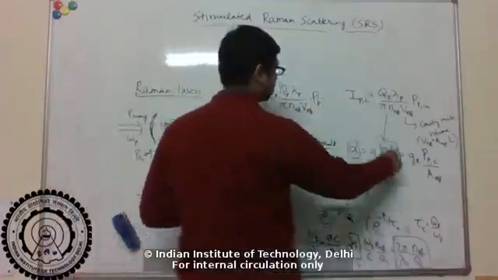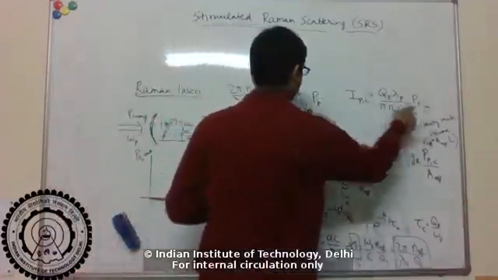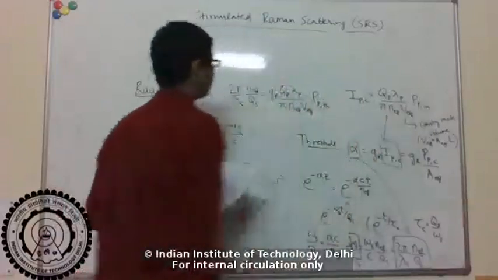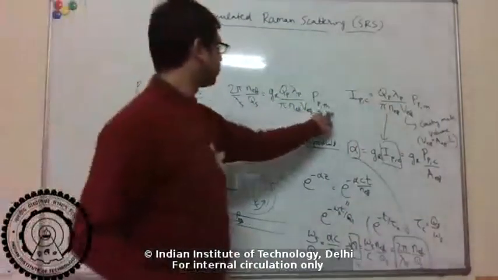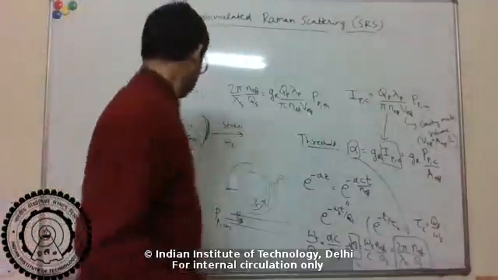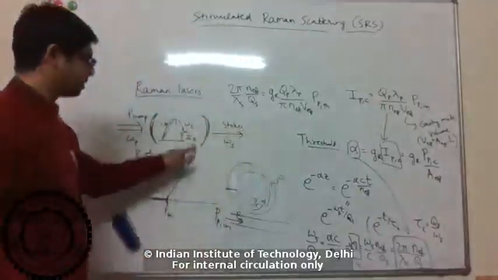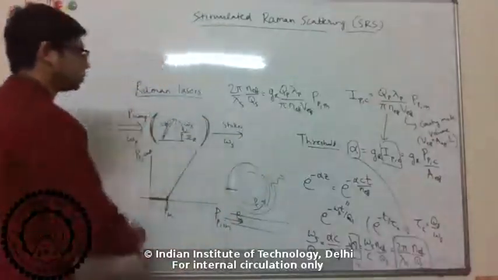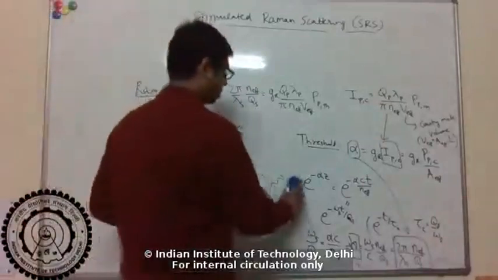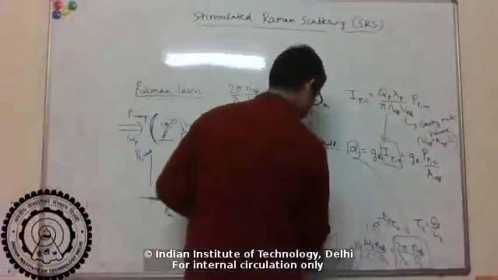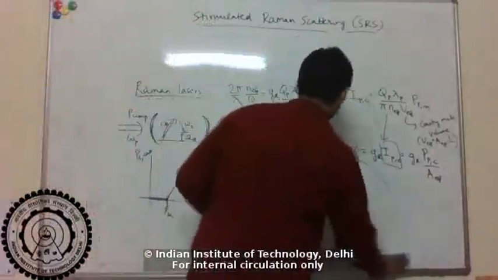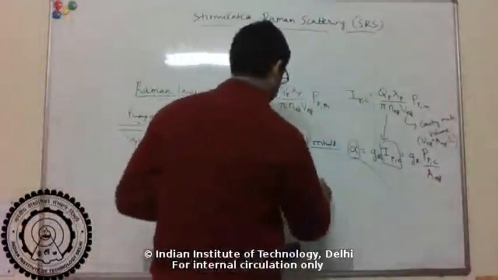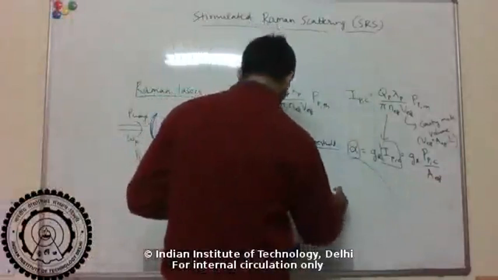So at this gain equal to loss condition, I say my input power is the threshold power. From this I can get the expression for the threshold power, this power here, after which I get lasing. So from there you can see this threshold power.